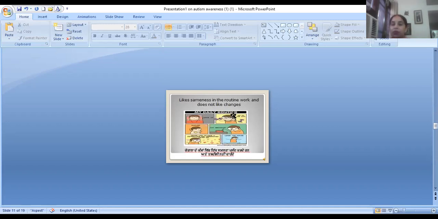Liking sameness in the routine work and not liking changes. The child with autism, you can see in the picture, has a daily routine: wake up, hair, and shower, then he goes to the gym, then has breakfast, then goes out of the house. But if there is a disturbance in this routine, then he can show tantrums in his behavior. So he likes sameness in the routine work.